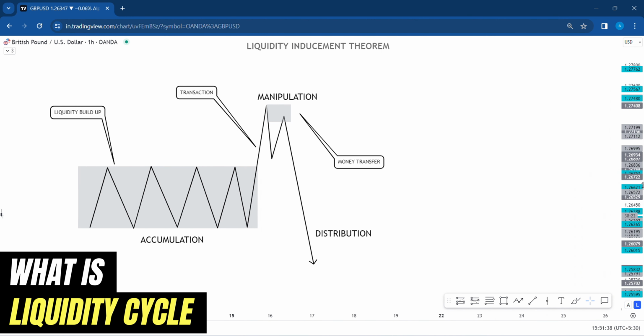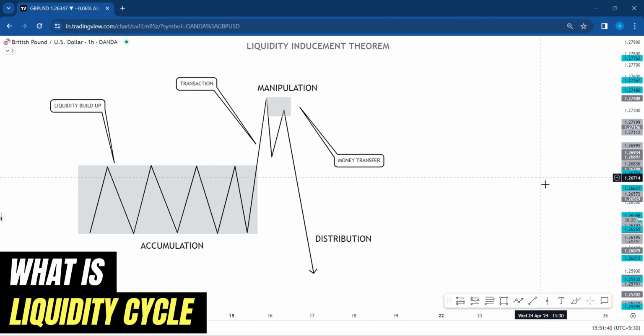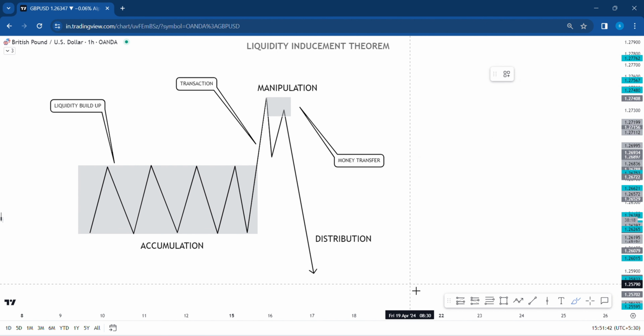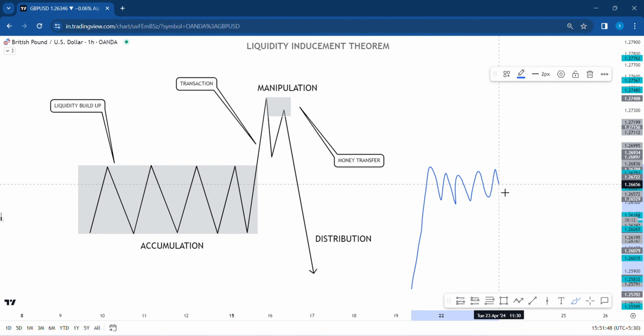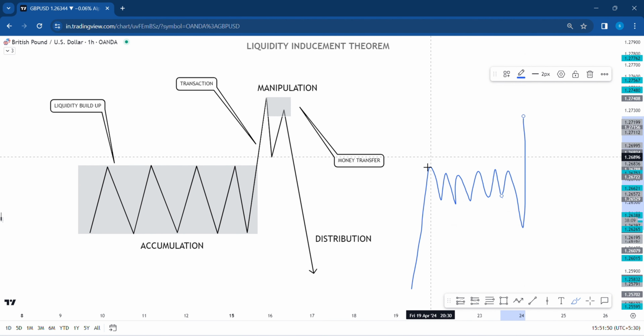The liquidity cycle is the pattern used by the market makers in order to move the price. The market maker, in order to move the price, needs liquidity. So that's why they will accumulate the liquidity, create fake chart patterns and induce traders, and then it will move the price. This is how the market makers move the price.